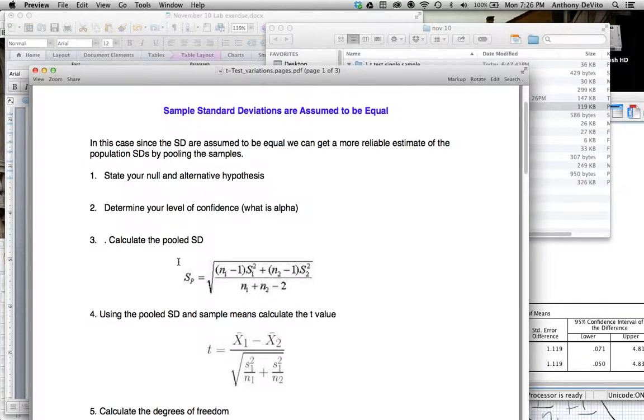Since I'm assuming the variances are equal, I have to calculate a pooled standard deviation. Everything I need to calculate that is already known when I calculate the means and standard deviations for the two groups. The pooled standard deviation is equal to the square root of sample size 1 minus 1 times the standard deviation of group 1 squared, plus sample size 2 minus 1 times the standard deviation of group 2 squared, over sample size 1 plus sample size 2 minus 2. Everything you need to know, you know how to calculate. Correct? Everybody agree you know how to calculate that? Yes? Right? Okay, so that's your pooled standard deviation.